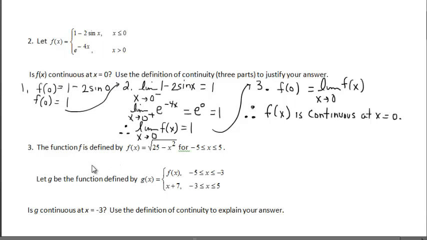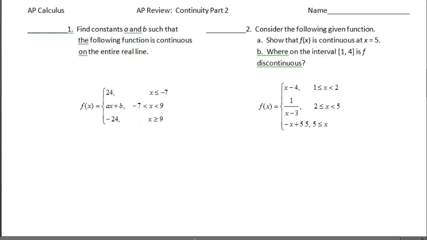So I'm just going to scroll because it's all in the same document. So find your part 2 AP review continuity. Okay, so I've chosen a few problems on this worksheet to do together. So we're going to do number 1 first. All right, so we need to find out what the constants for a and b need to be so that this function is continuous on the entire real number line.